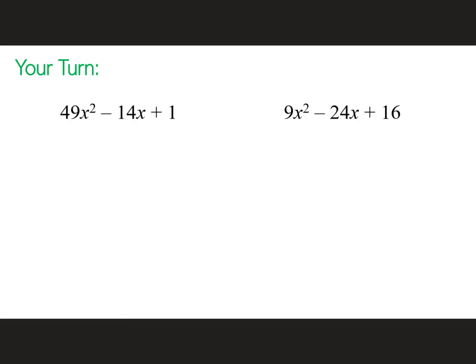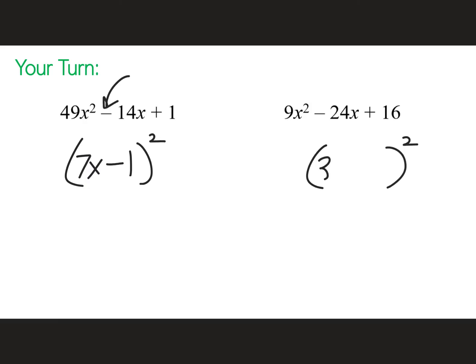Alrighty, here we go. 49x squared, the square root is 7x. 1, the square root is 1, and this sign right here is a minus sign. Is that what you got? Next one, I have a 3x for my first term, a 4 for my second term, and another minus goes here. Bam, done. How'd you do?